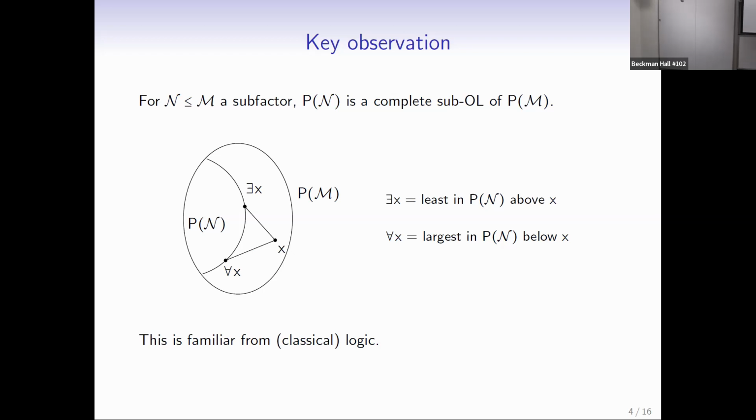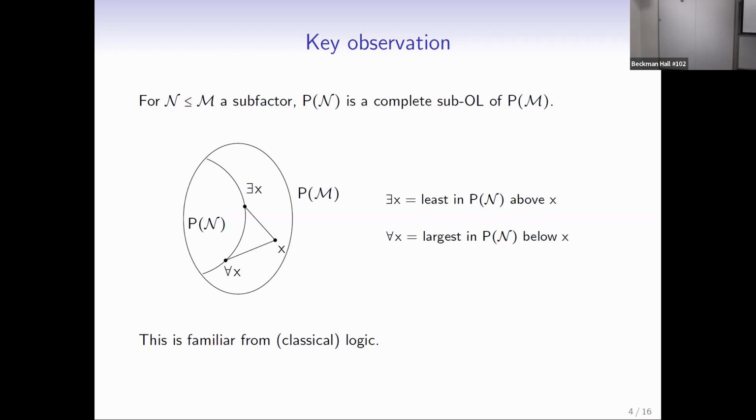I'm going to take a subfactor. So this von Neumann algebra is a subalgebra of this one, and they're factors. Then the projection lattice of the smaller guy is a complete subortholattice of the projection lattice of the bigger guy. So if I take a projection in the bigger guy, it will have its smallest guy in the little one above it, namely the meet of all the things in the smaller one above it. And it will also have a largest guy in the little one beneath it. And I use this suggestive notation for the least above and the largest below.